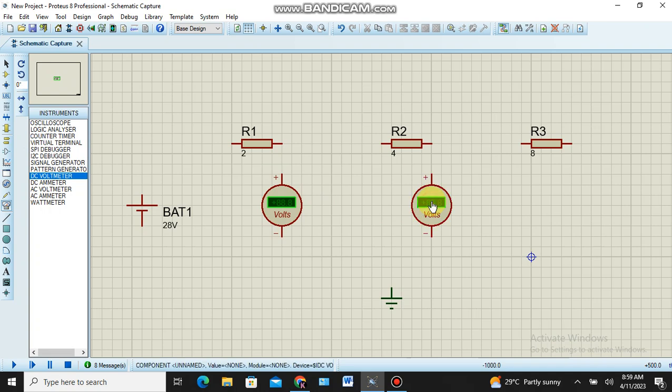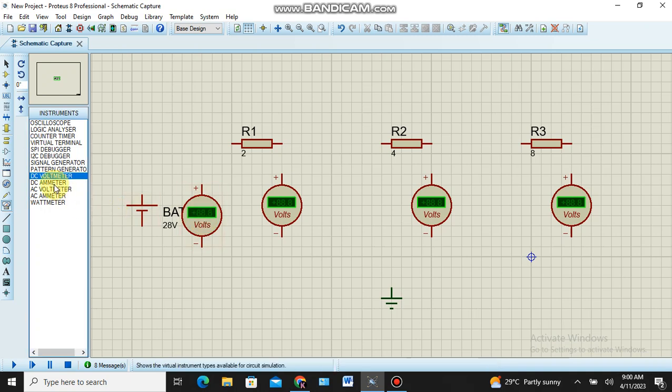4 voltmeters. 1 voltmeter I have to place across R1. The second one I place across R2. The third one I place across R3. The fourth one, I want to measure the total voltage. That's why I have to place the 4th voltmeter across the battery.